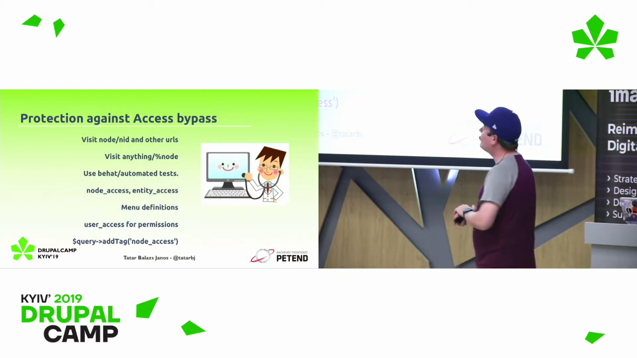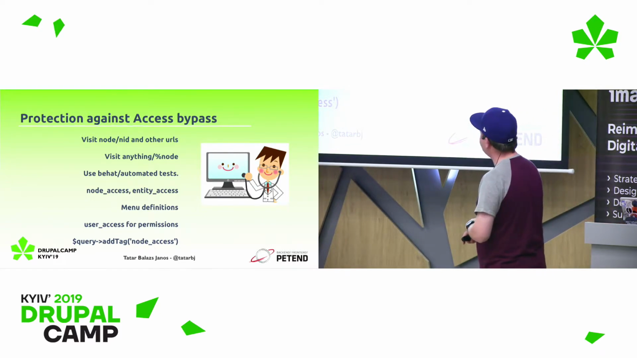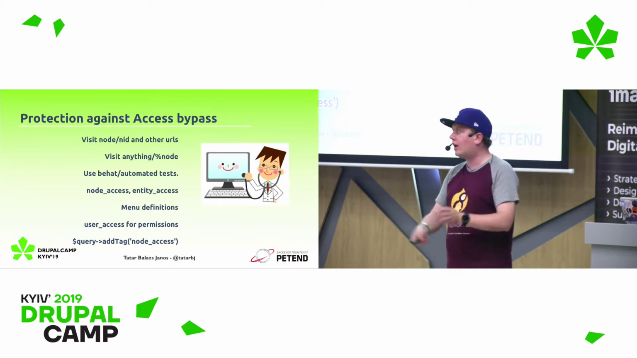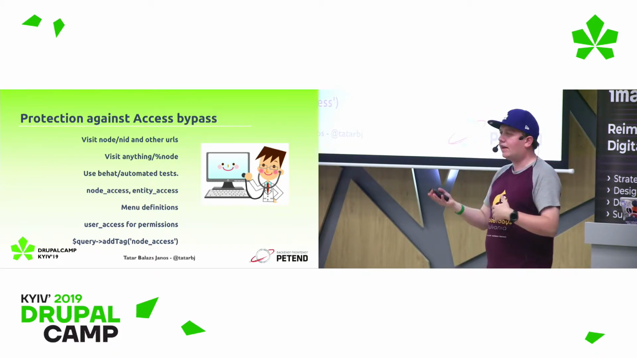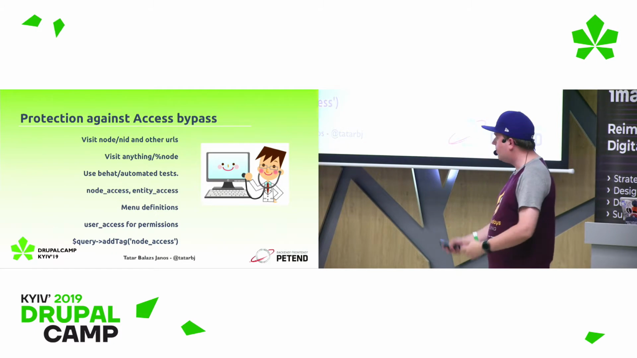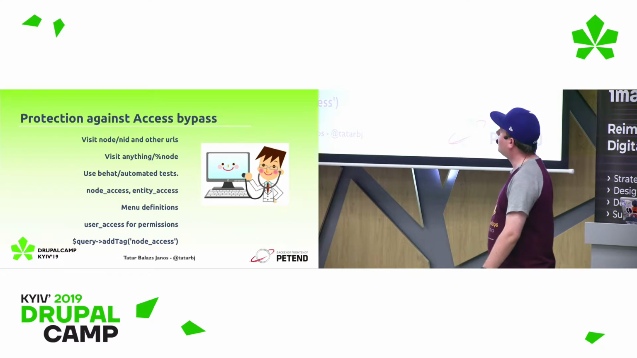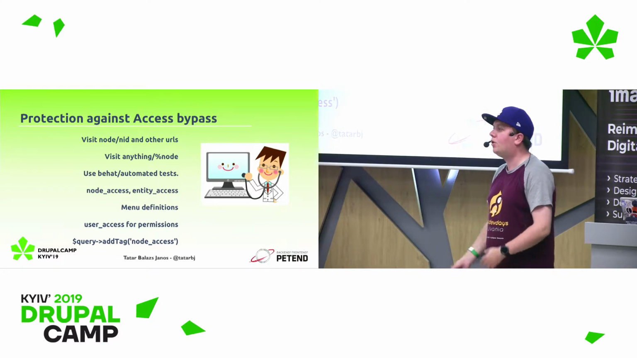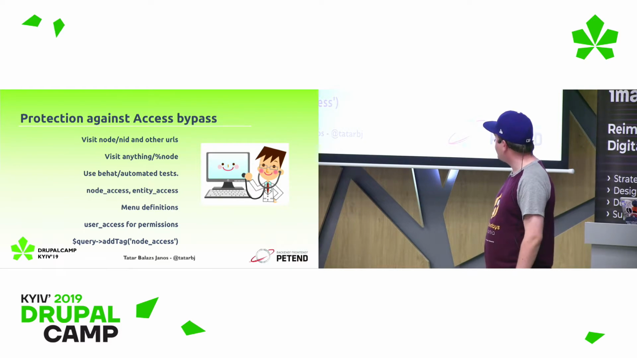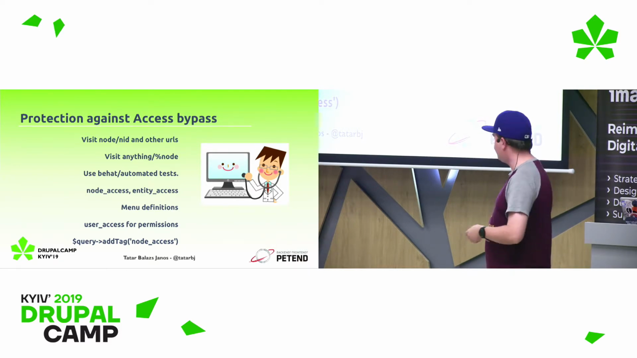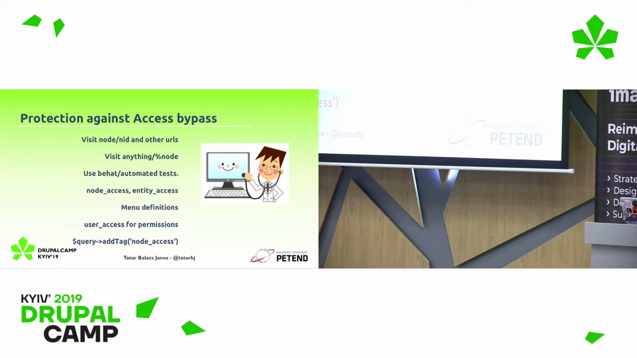So, how can we make sure our websites are protected against access bypass? Basically, do a manual check of all node pages or other URLs that have parameters coming from user inputs, and use Behat and automated tests. There are the things that we already saw: node access, entity access, and all access systems in Drupal, and also some menu definitions should be rechecked. And user access for permissions if you want to do something super custom.